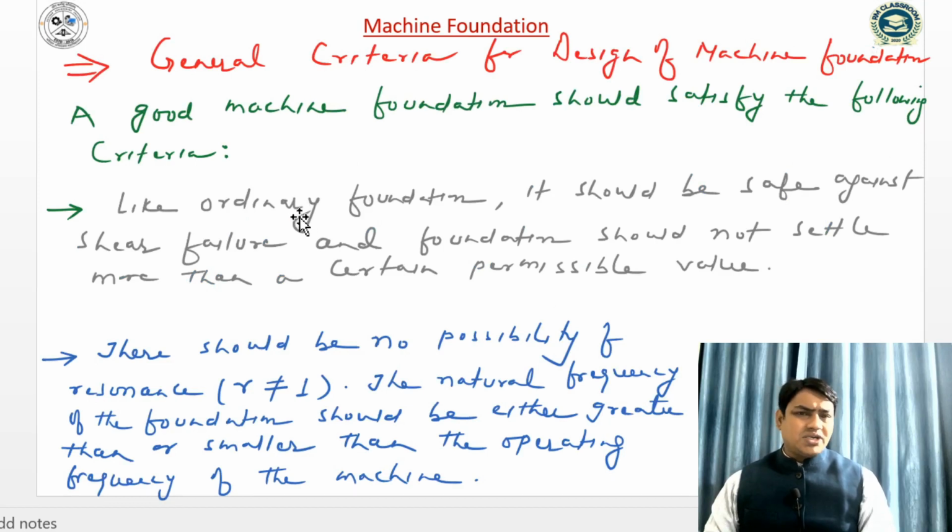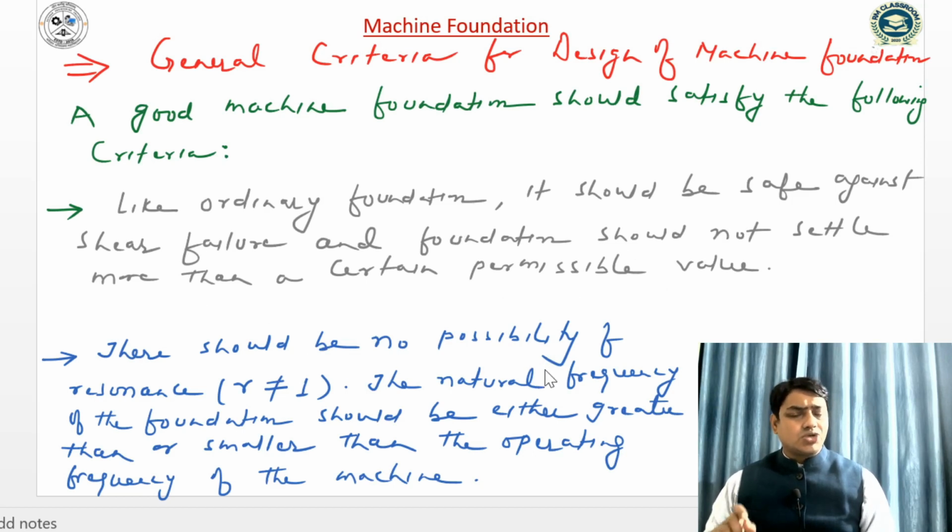We have already discussed the design criteria for foundation engineering. It should be safe against shear, and the settlement of the footing should be within the permissible limit. That is also valid for the machine foundation. Like an ordinary foundation, it should be safe against shear failure, and the foundation should not settle more than a certain permissible value. And for the machine foundation, there should be no possibility of resonance.